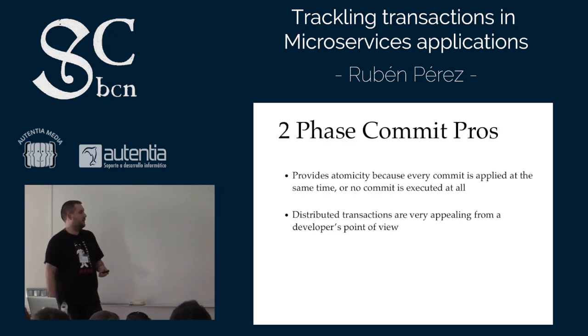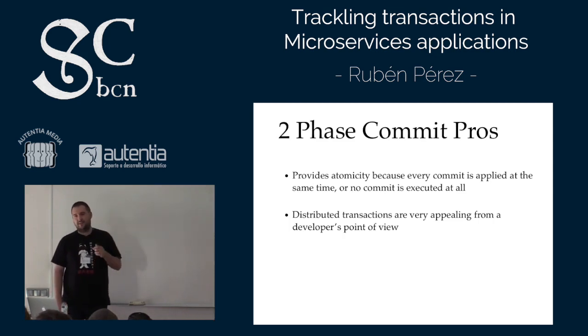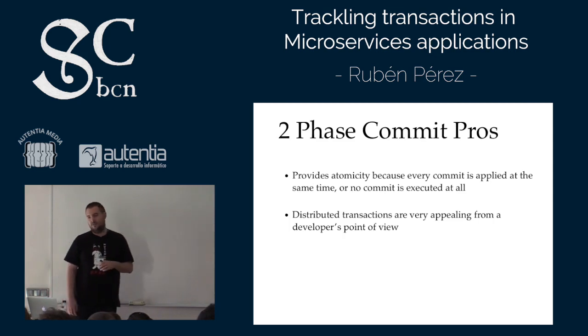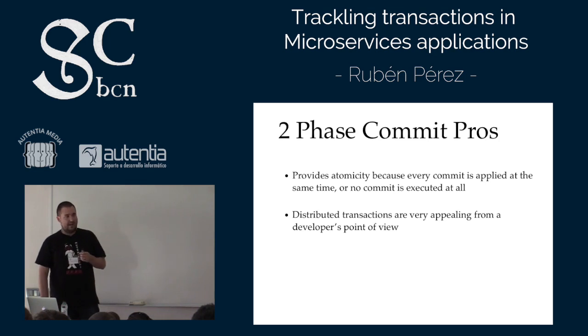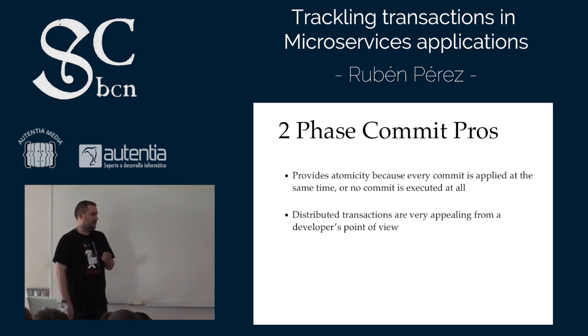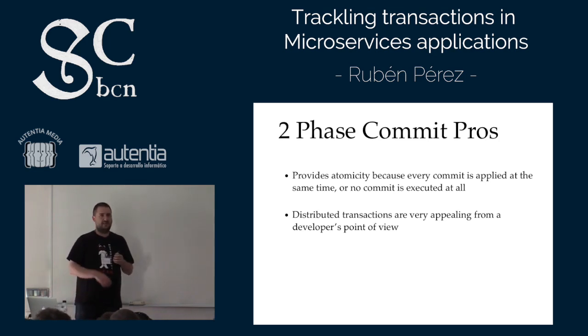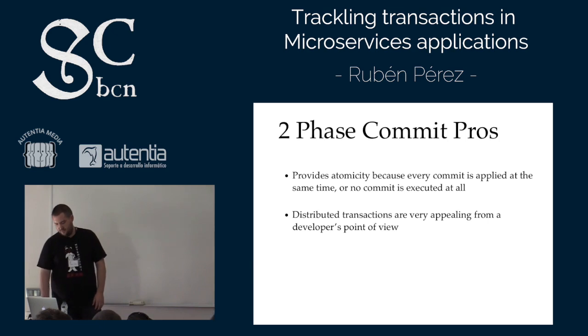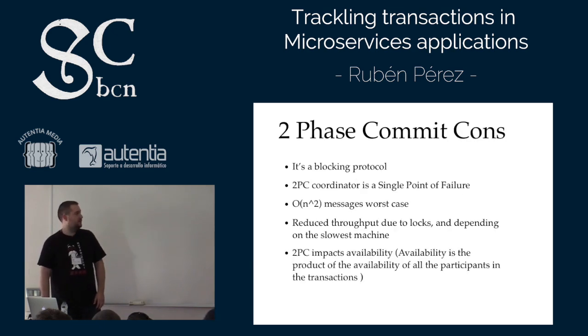So the two-phase commit protocol provides atomicity, because all the commits are applied at the same time, or no commit is executed at all. And also, from a developer's perspective, it's very appealing because it's quite easy and it's almost the same thing as if you had the same old transactions. But there are a lot of cons here, important ones.